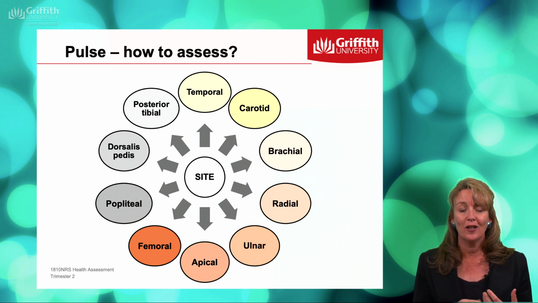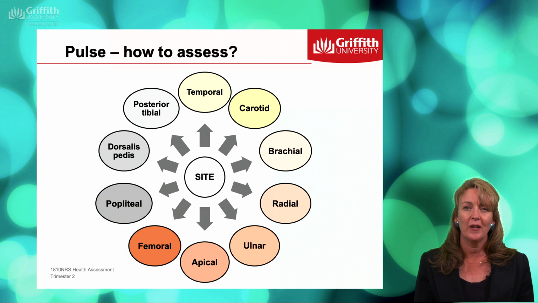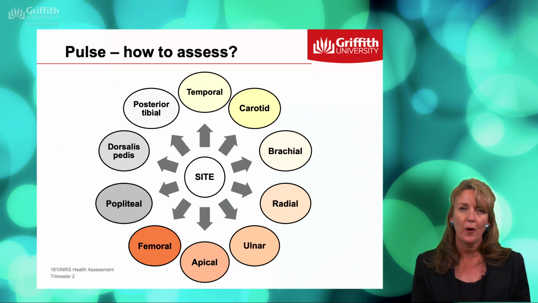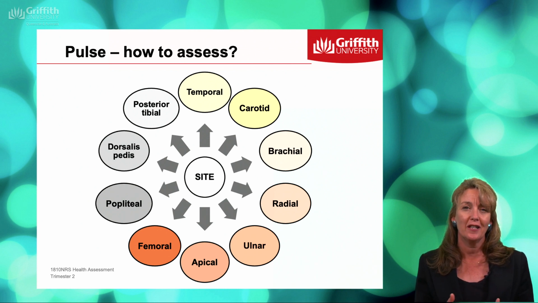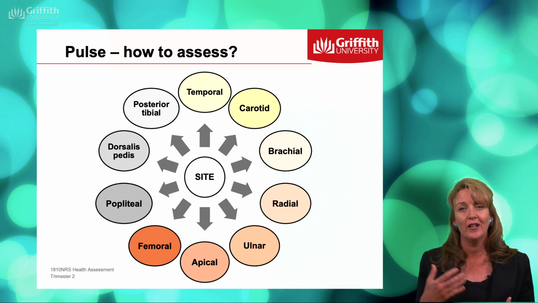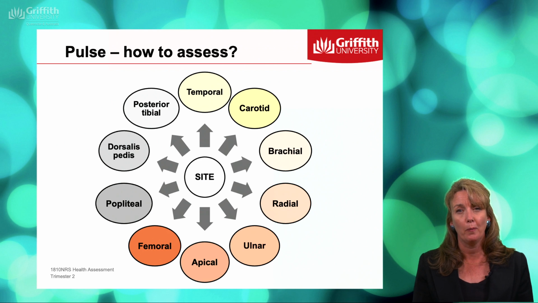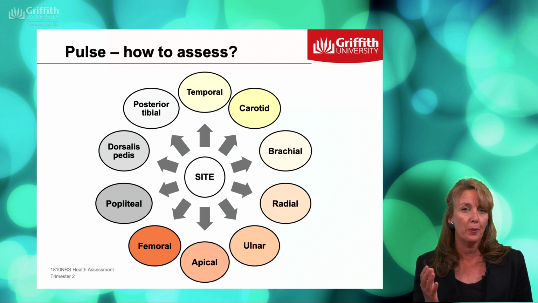Then we have the lower limb pulses. So we have popliteal. This one is behind your knee. This can be harder to find and takes practice, but it can be very useful if someone has an upper leg restriction on them and you want to check that there's blood flow going to the lower leg. That's a way you can do this, by taking the popliteal pulse. To remember that one, think that your knee might pop, and so that's where it is, behind the knee.